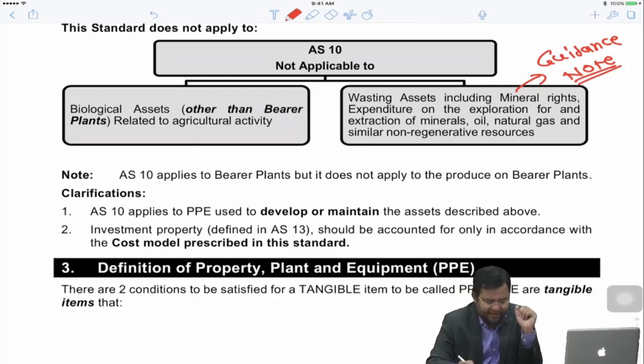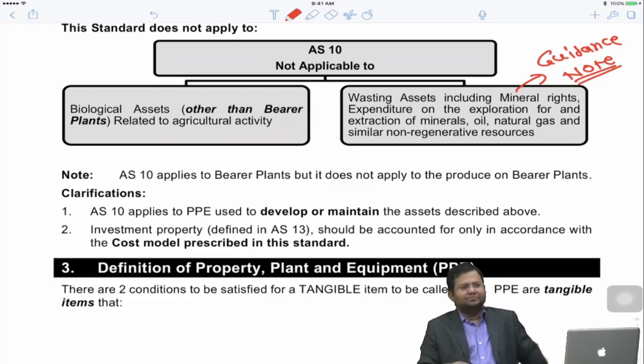मैंने लेफ्ट हैंड साइड एक्सप्लेन नहीं किया. AS10 applies to bearer plant, but it does not apply to produce on bearer plants. नहीं एक्सप्लेन किया मैंने. AS10 applies to property, plant and equipment used to develop or maintain the assets described above. नहीं एक्सप्लेन किया. Investment property should be accounted in accordance with cost model prescribed in this standard. एक्सप्लेन नहीं किया. स्कोप में समझ लो. तीनों चीजें एक्सप्लेन करना है वन बाय वन.